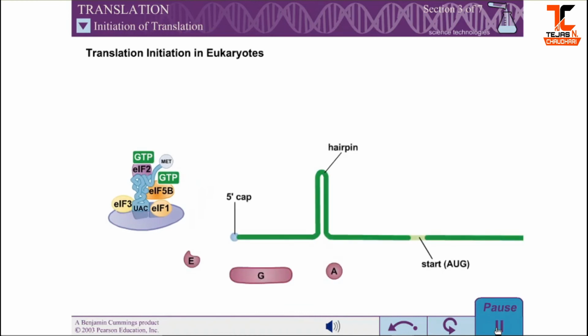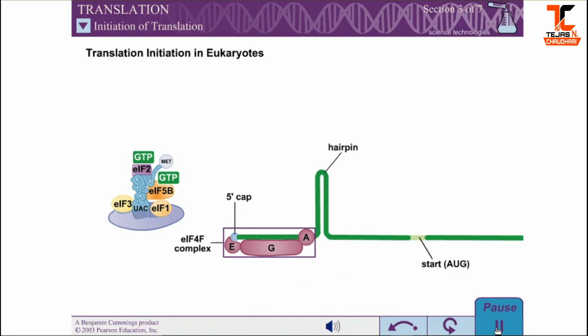Meanwhile, EIF4F, which consists of the 3 subunits EIF4A, EIF4E, and EIF4G, binds to the 5' end of the eukaryotic mRNA. The 4E subunit binds the 5' cap, a specialized structure at the very tip of the mRNA, while the 4A and 4G subunits bind further down. EIF4A is needed for the mRNA unwinding that will allow the ribosome to find the start codon of the mRNA.